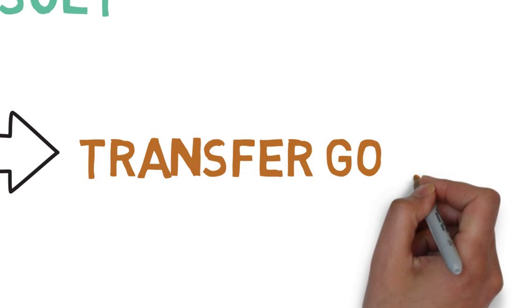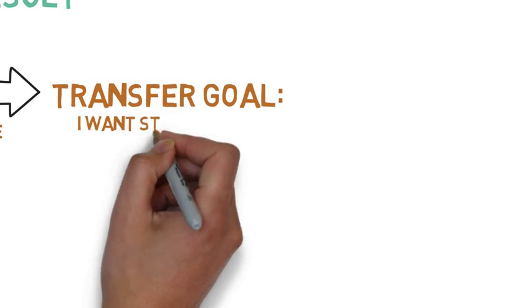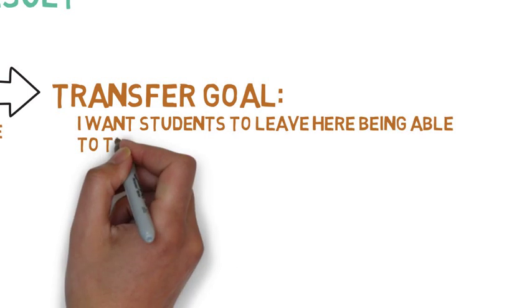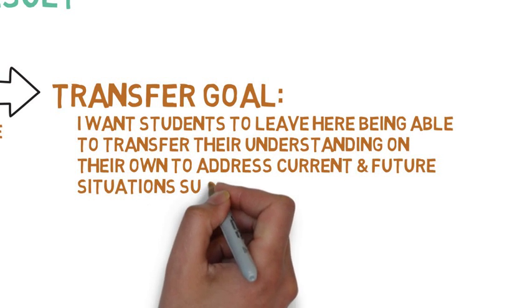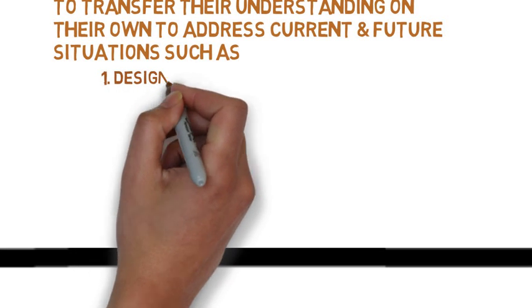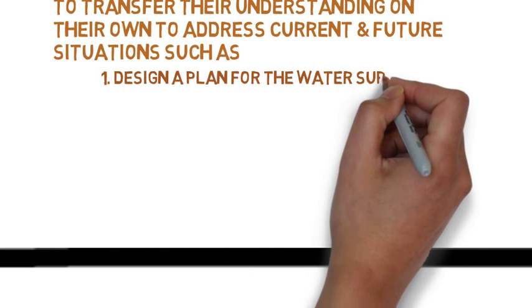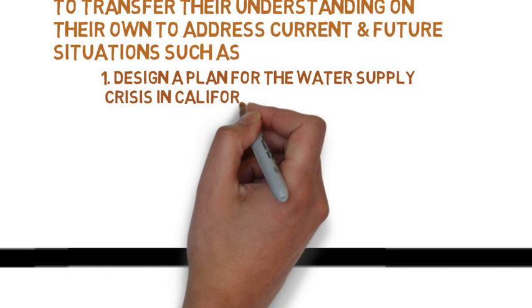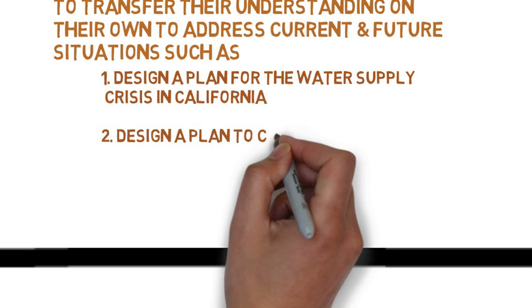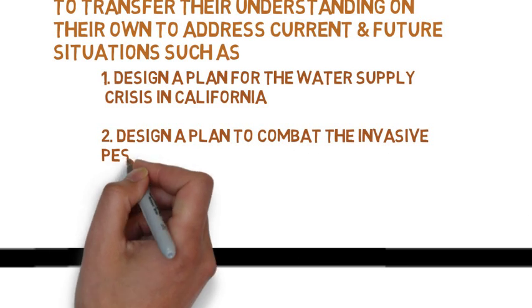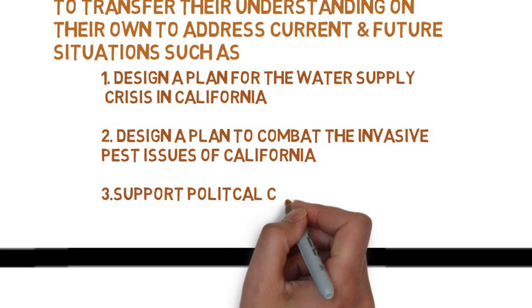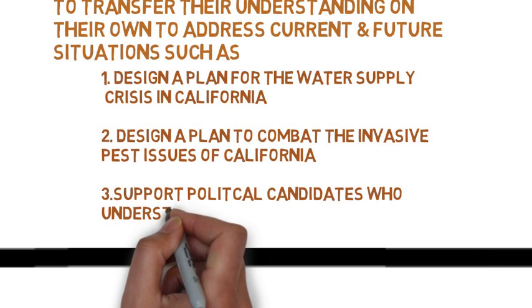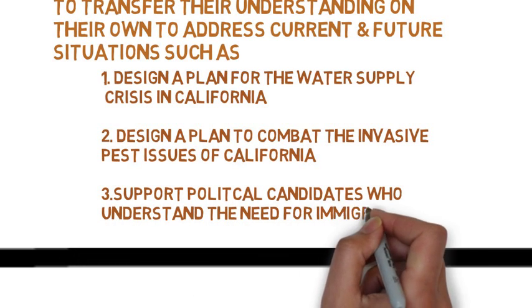And lastly, my transfer goal. I want students to leave here being able to transfer their understanding on their own to address current and future situations, such as 1. Design a plan for the water supply crisis in California. 2. Design a plan to combat the invasive pest issues of California. Or 3. Support political candidates who understand the need for immigration reform.